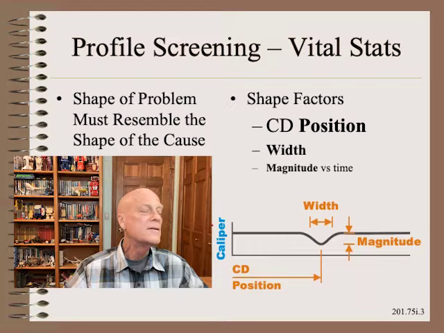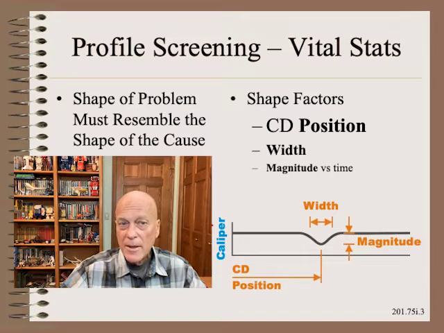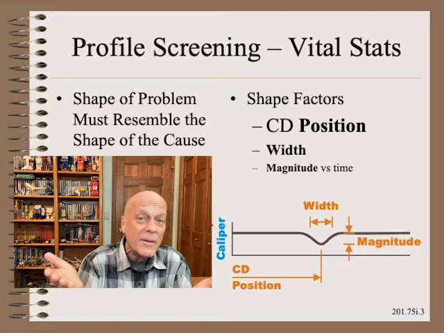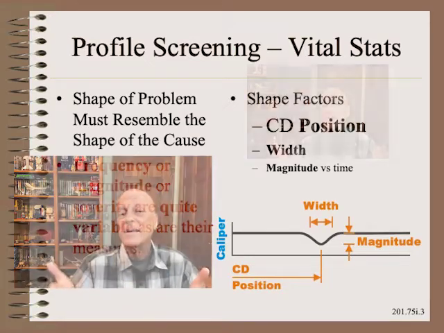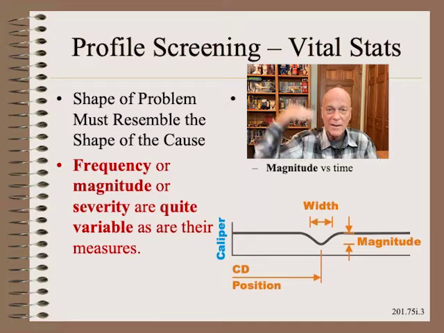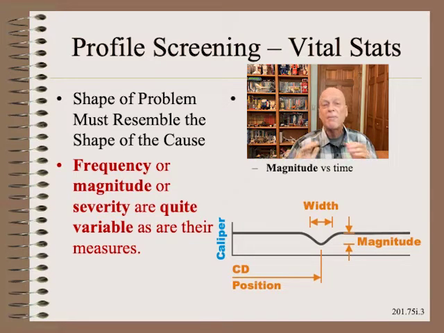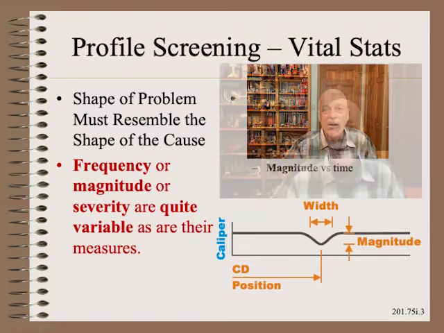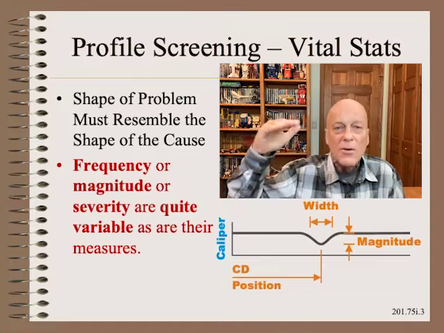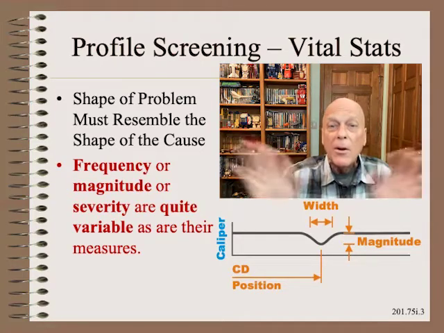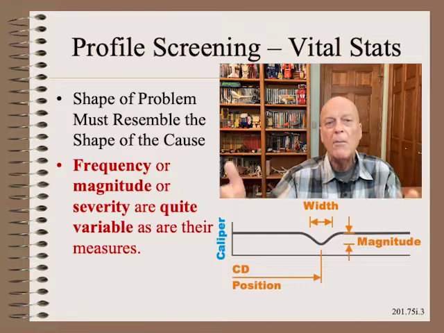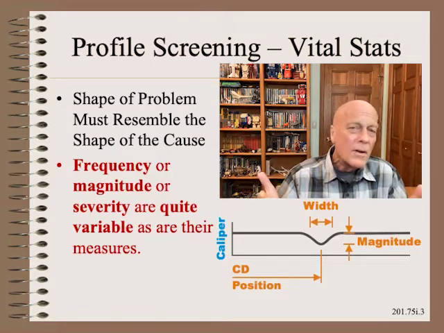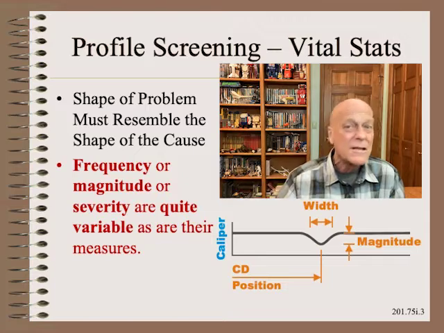Finally, what is usually the least important parameter is the one that most problem-solving people use, and that is magnitude or severity. Unfortunately, frequency or magnitude or severity are quite variable, as are their measures. That is worth repeating. Frequency or magnitude or severity are quite variable, as are their measures, making the whole enterprise somewhat less trustworthy.